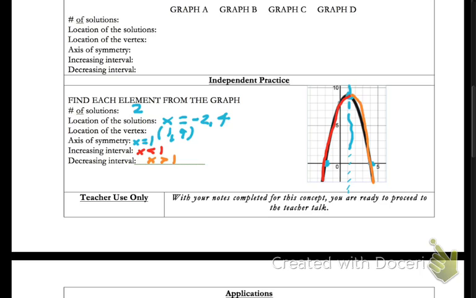And that takes care of some of the specifics of the graph of a parabola, namely the graph of a quadratic function.